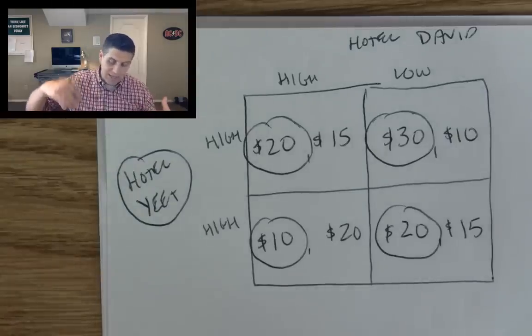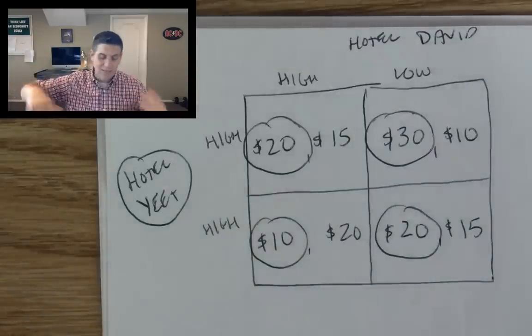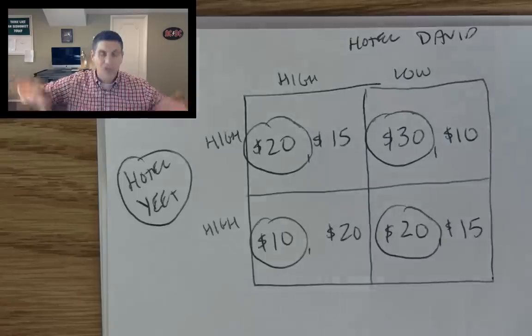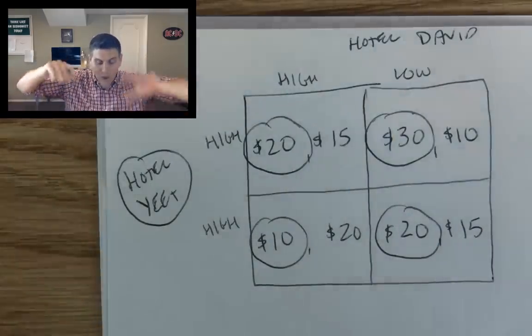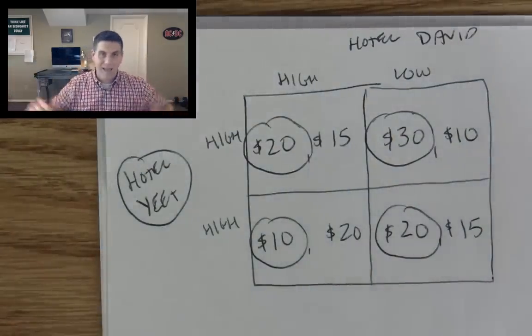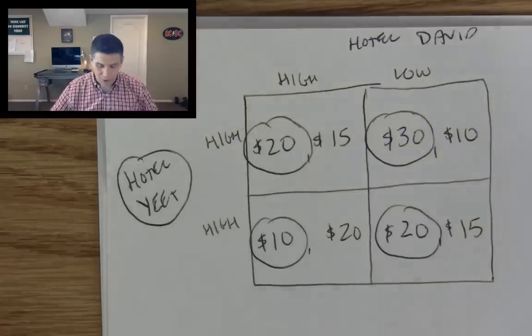If Hotel Yeet does this and Hotel David does this, if they don't have the information and they just make decisions based on this, what should Hotel Yeet do? And the last one is, where's Nash equilibrium? So here's what I do, and I'm going to show you this process.